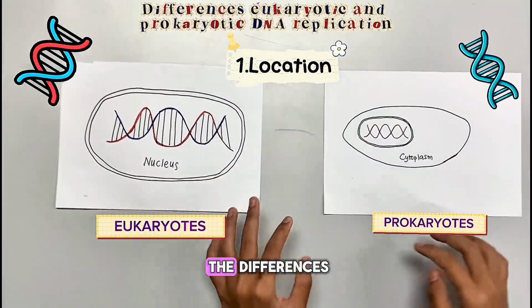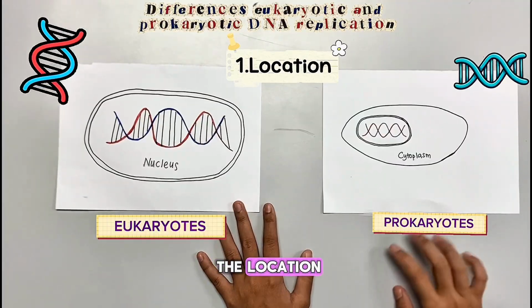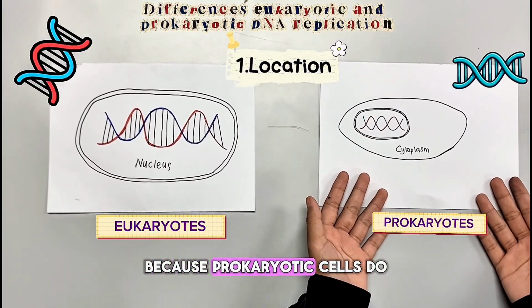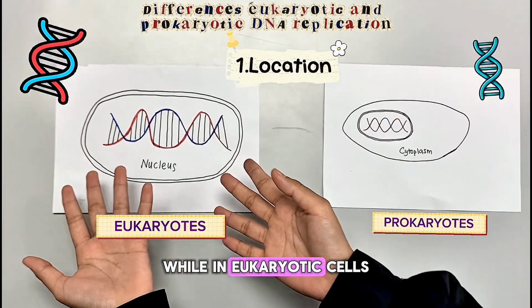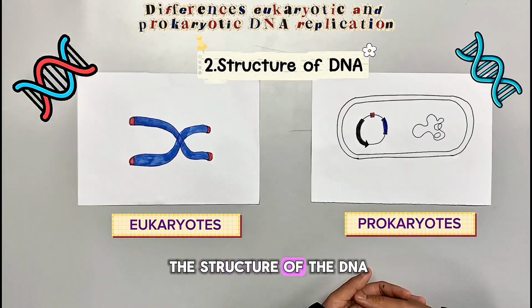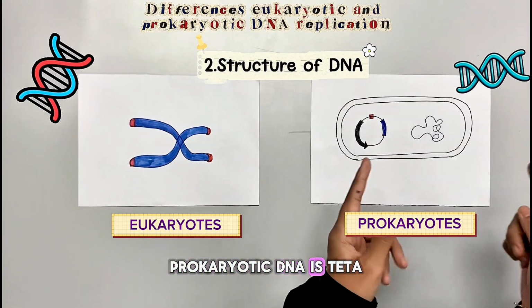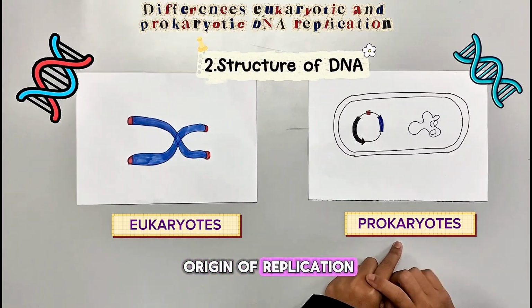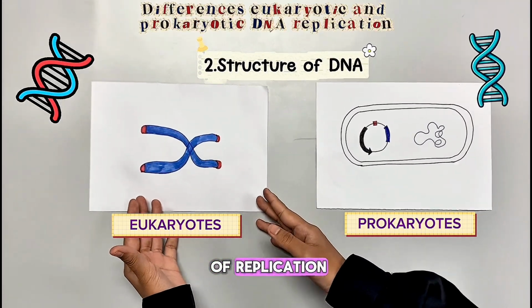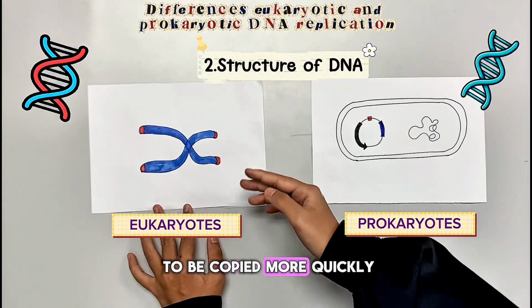Now, let's look at the differences. One major difference is the location. In prokaryotes, DNA replication occurs in the cytoplasm because prokaryotic cells do not have a nucleus, while in eukaryotic cells, replication takes place inside the nucleus. Another key difference is the structure of the DNA. Prokaryotic DNA is circular and usually has one origin of replication, while eukaryotic DNA is linear and has multiple origins of replication, which allow a large genome to be copied more quickly.